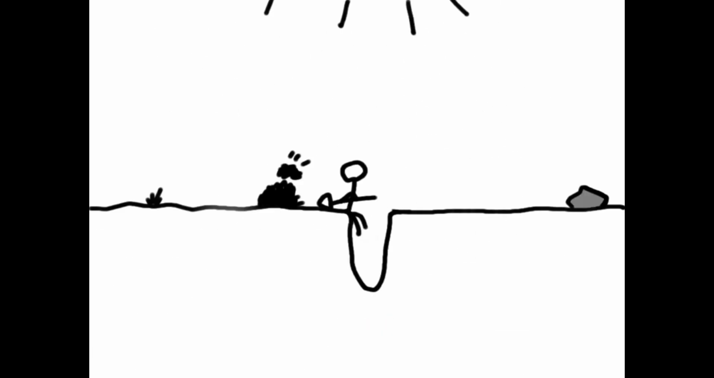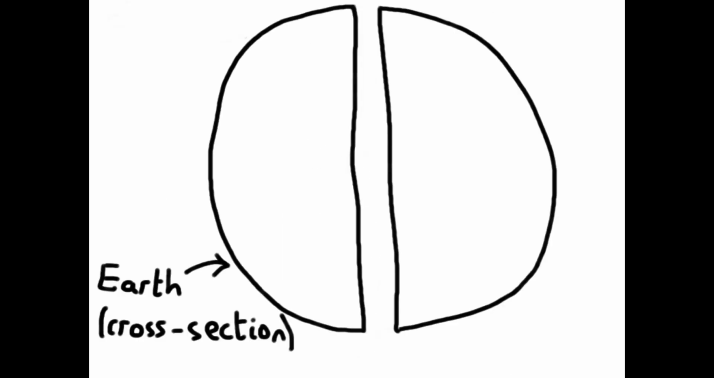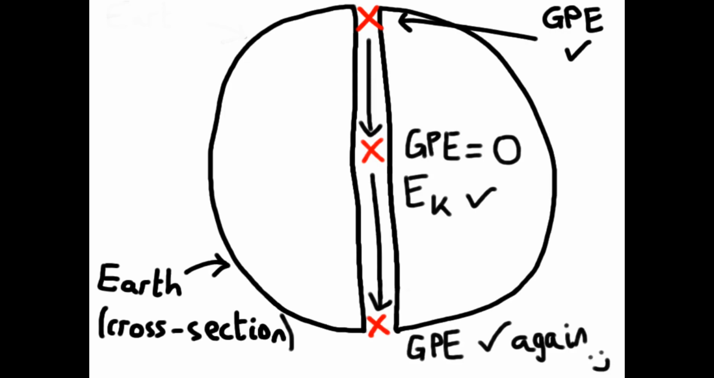Let's imagine you were to dig a really deep hole, one that went straight through the Earth and out the other side. At the surface you will have a lot of gravitational potential energy, which will be converted into kinetic energy as you fall through your hole. That kinetic energy will be converted back into GPE as you continue to the other side.